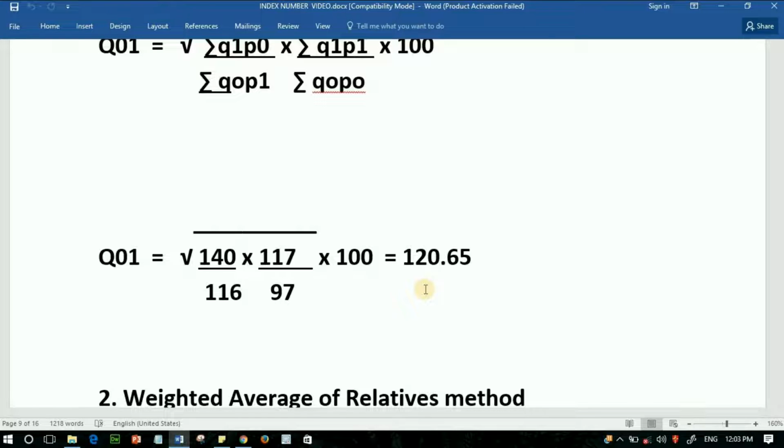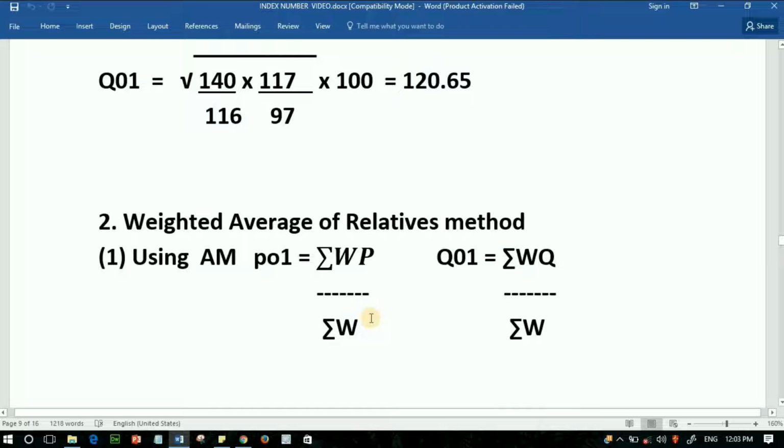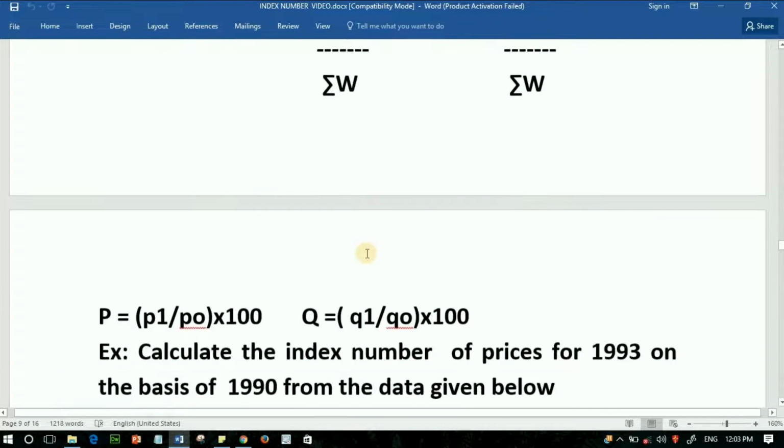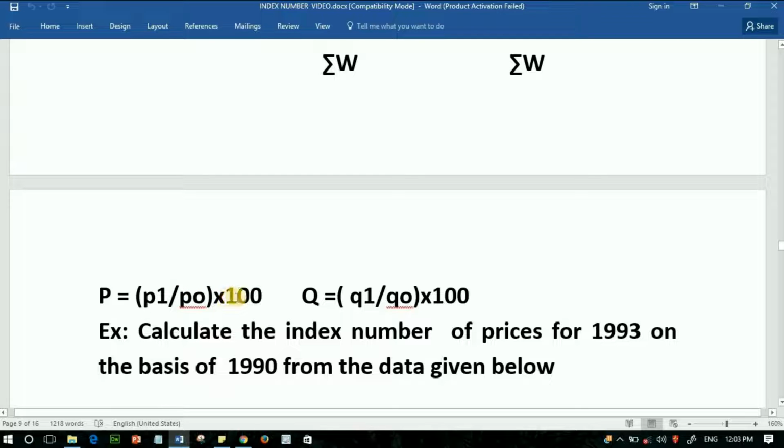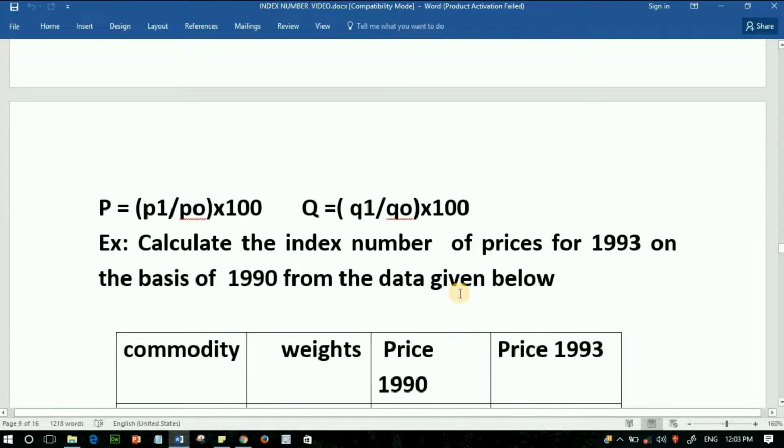In weighted average lattice methods, there are two formulae we are using. One is Σ WP by Σ W for the price index number, and Σ WQ by Σ W for the quantity index number, where W's are the corresponding weights, and P is equal to P1 by P0 into 100, that is the price relative itself, or for quantity, Q1 by Q0 into 100, and weight is given. So you have to use the weight W in that case also.